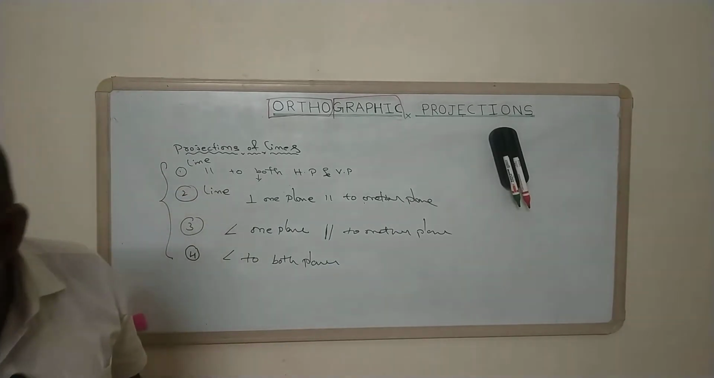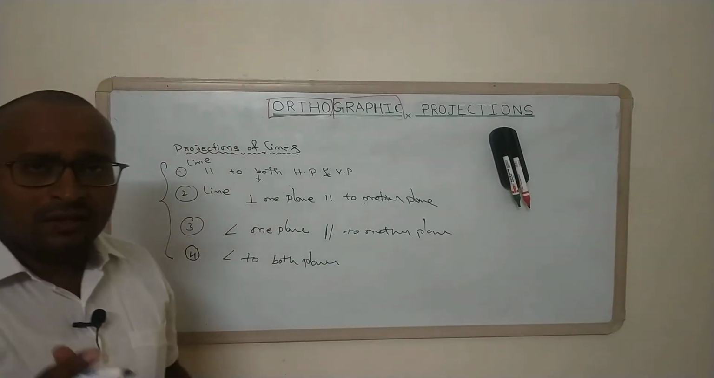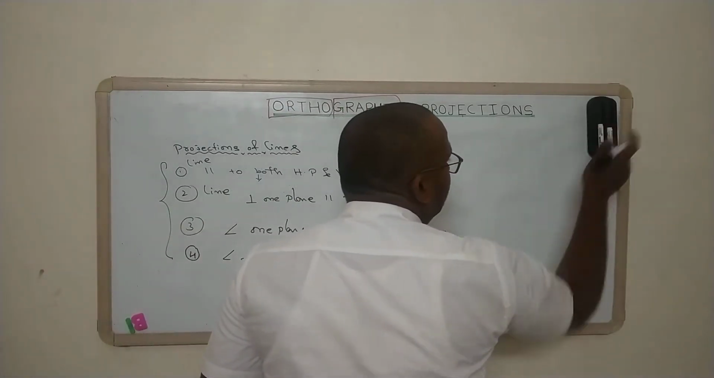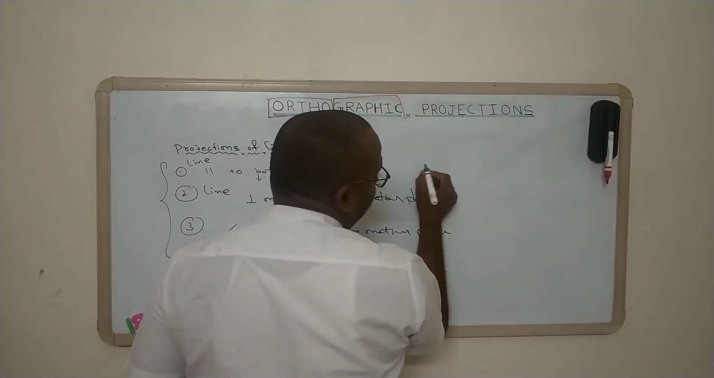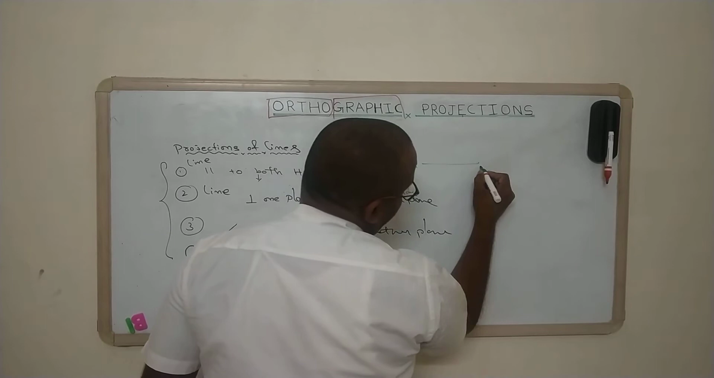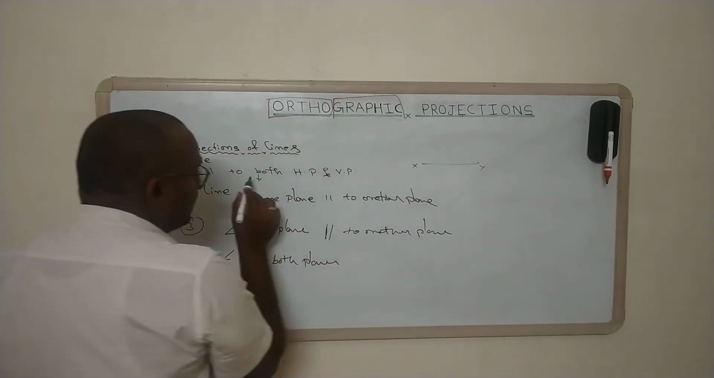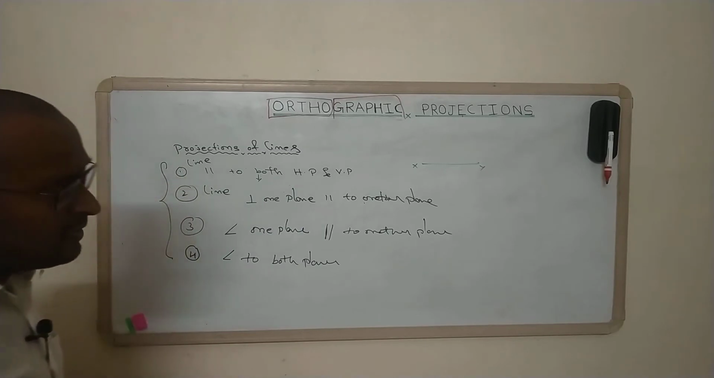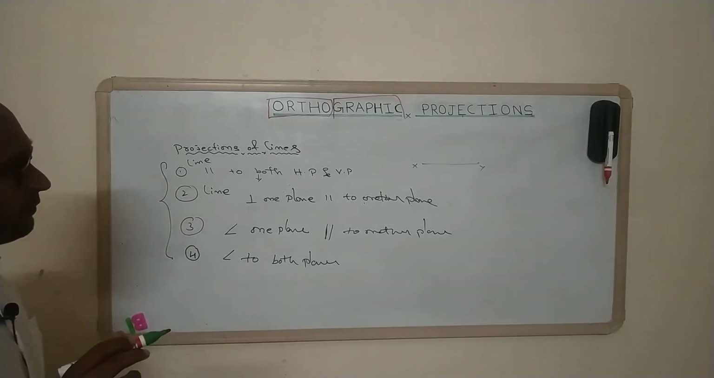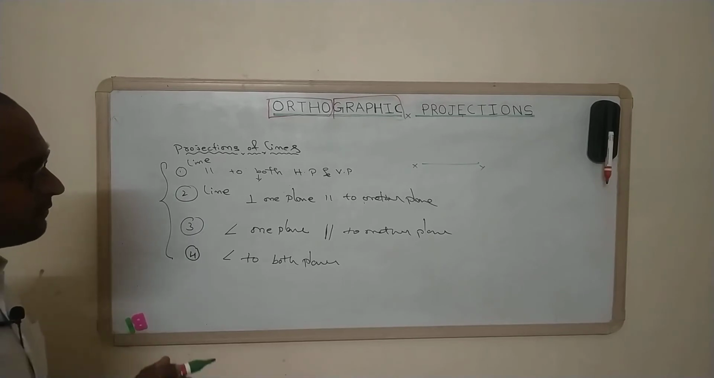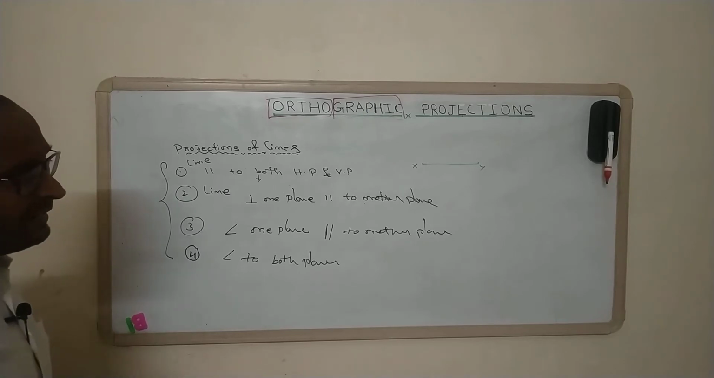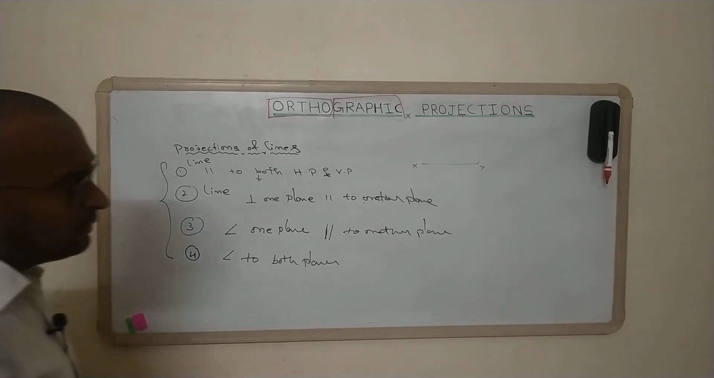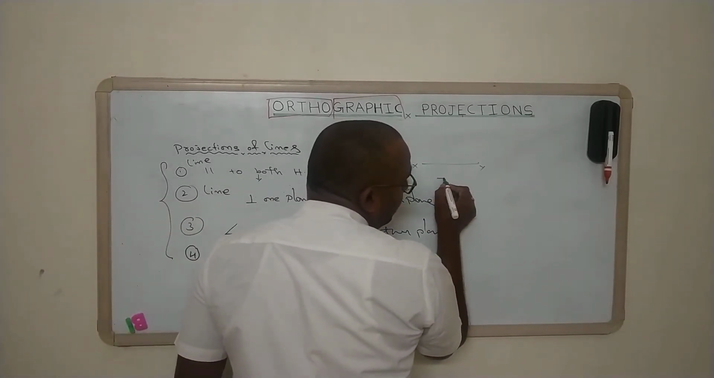When the line is parallel to both the planes, we must start with the XY line, then the given length. Because the line is parallel to both the planes, the line on the front view and on the top view both consist of a true length, so we can start with either the front view or the top view.